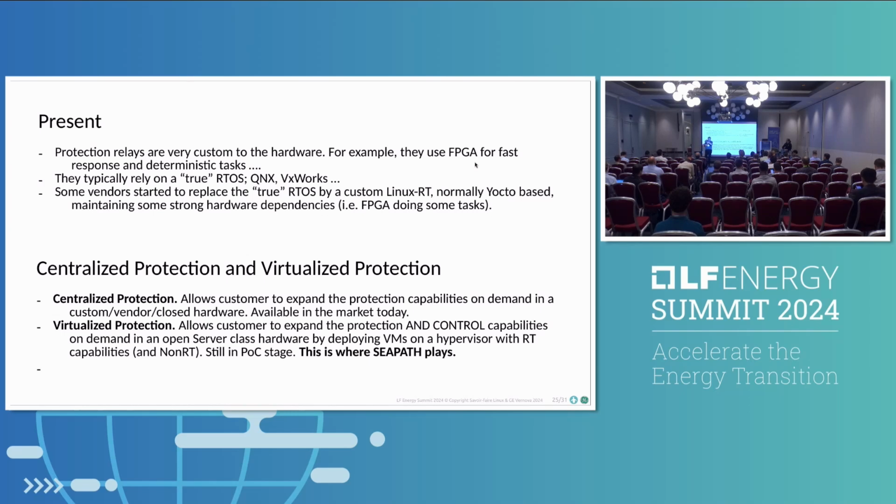different programs. The difference between centralized and virtualized protection is that the dependencies with the hardware disappear. We provide only software. That software will run in server class hardware. It has to comply with some requirements in order to satisfy the real-time capabilities that we need. But the difference between centralized protection and virtualized protection is the hardware dependency.